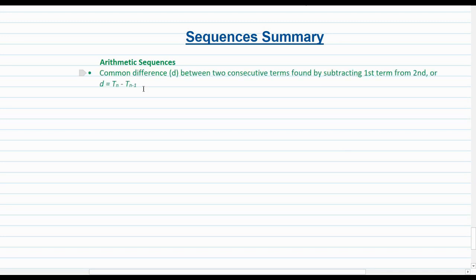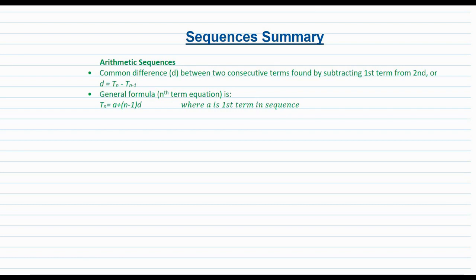At this point, I'll just summarize the material related to sequences that we covered in this video. First, we looked at arithmetic sequences. The main principle is that there's a common difference d between every two consecutive terms, which you can find by subtracting the first term from the second, or in equation form, d equals Tn minus Tn-1. Then the general formula, otherwise known as the nth term equation for an arithmetic sequence, is Tn equals a plus (n minus 1)d, where a represents the first term in the sequence.